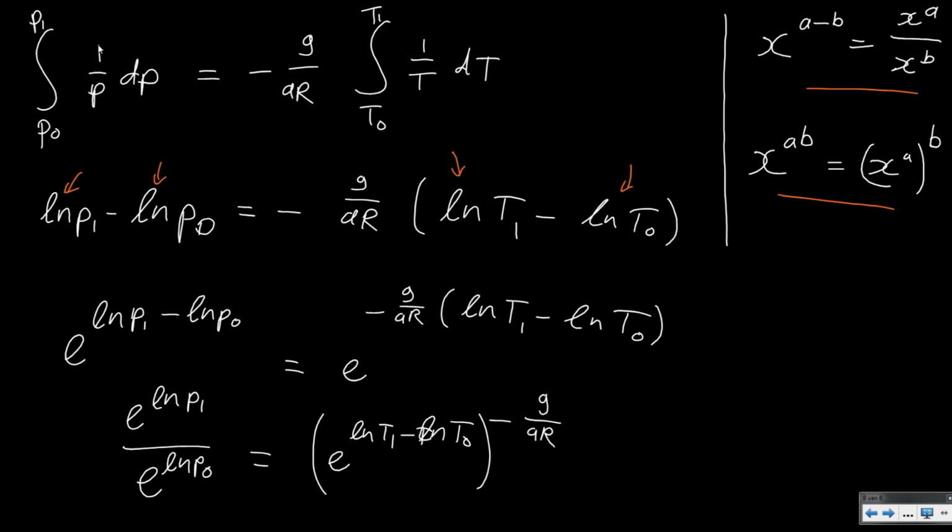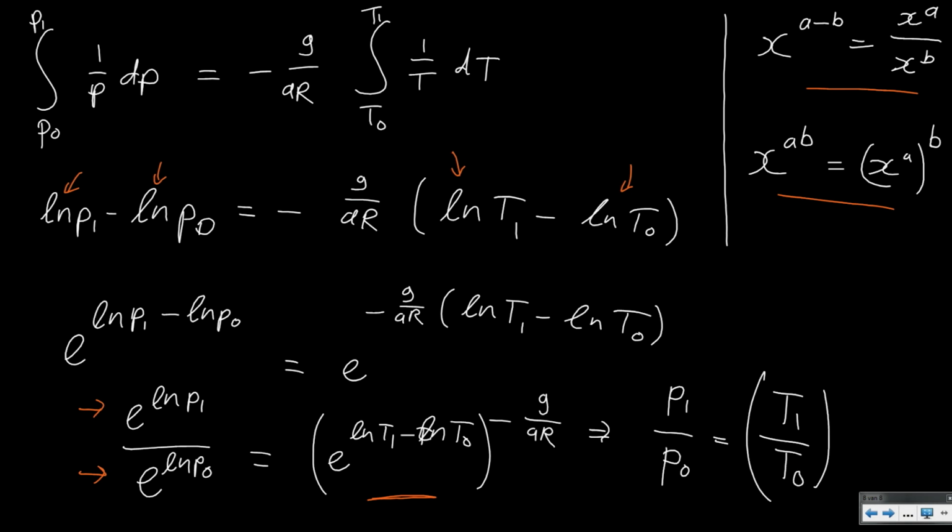Now this we can really simplify. Here e to the power of the natural logarithm becomes p1 divided over p0. And on this side of the equation, the same happens, and this becomes t1 over t0, resulting in the equation p1 divided by p0 equals t1 divided by t0 to the power minus g over aR. And we got rid of the logarithms. Of course, we still need to know the relation for density. Let's go to the next screen for that.